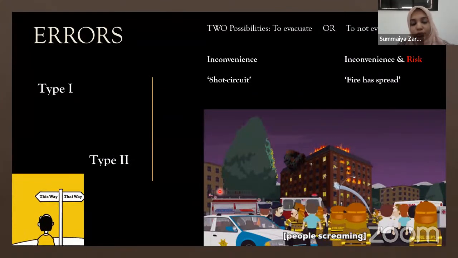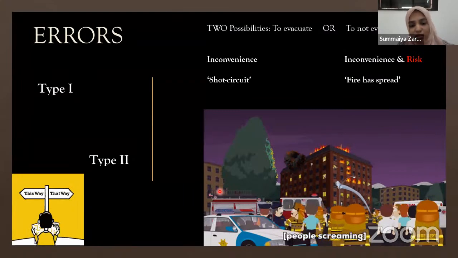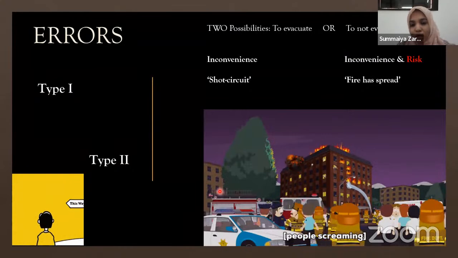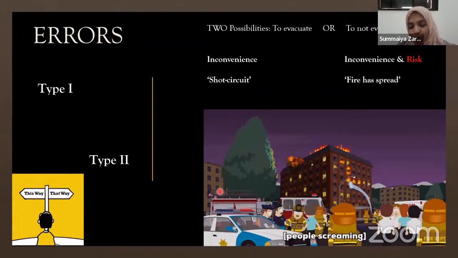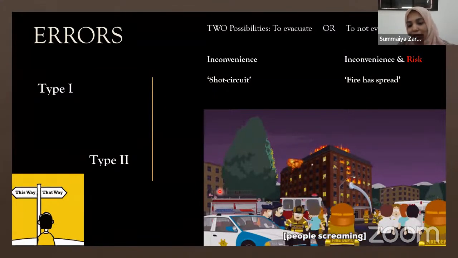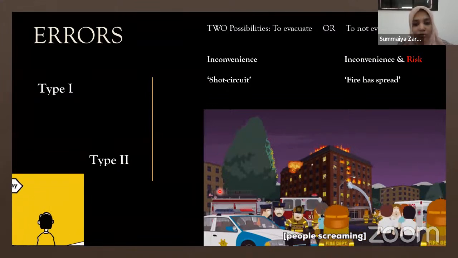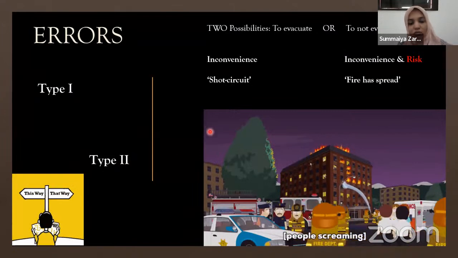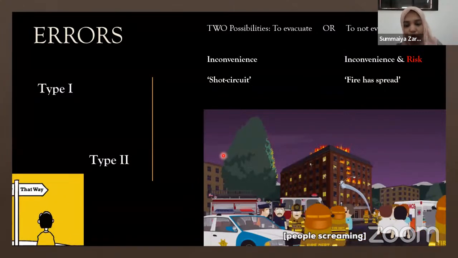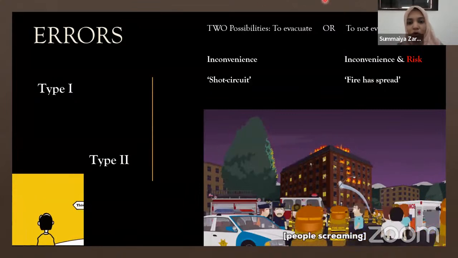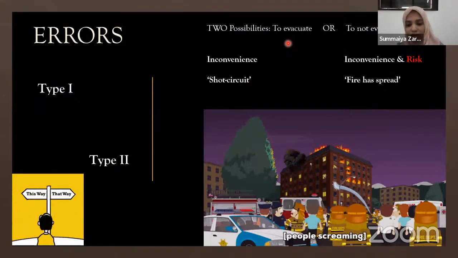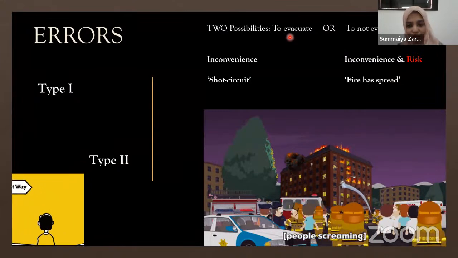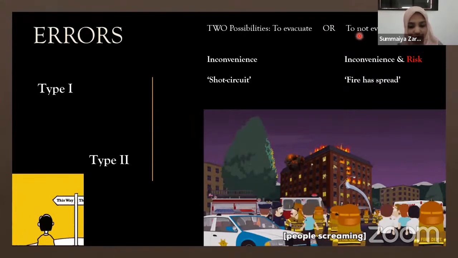I'm not going to go into the details of what is type 1 error and what is type 2 error, but I'll give you a very practical example. You have a scene before you where there is a fire in a building. You are the decision maker, and the decision is on you now. You have two possibilities: you either evacuate the building or you don't evacuate.